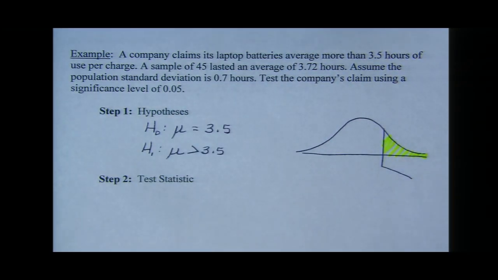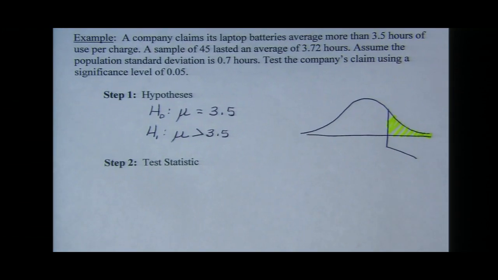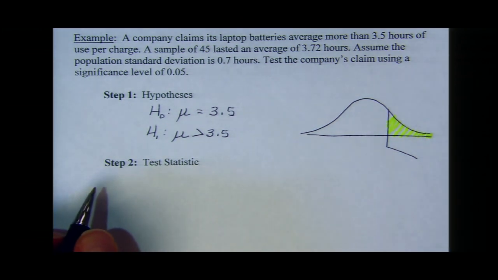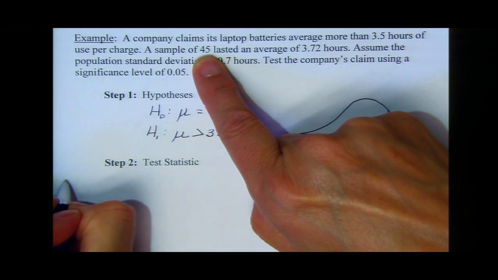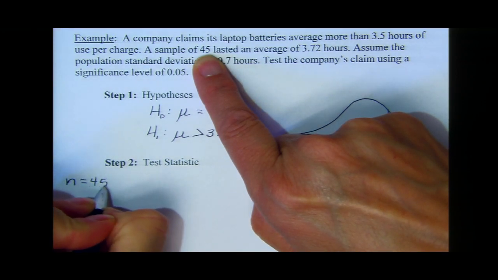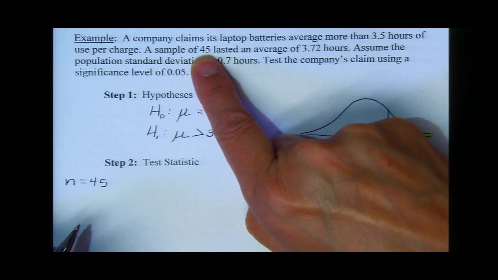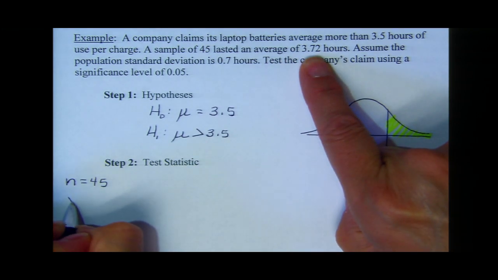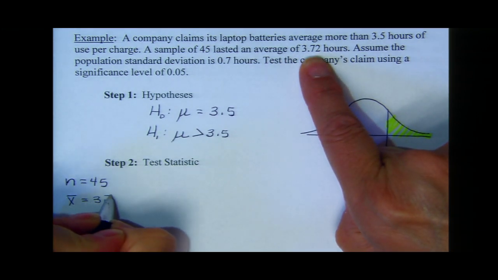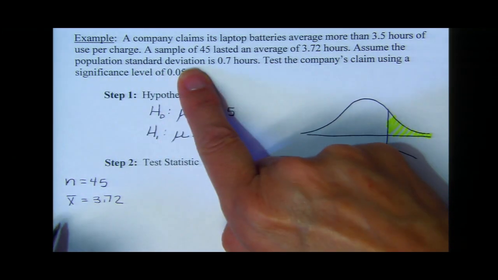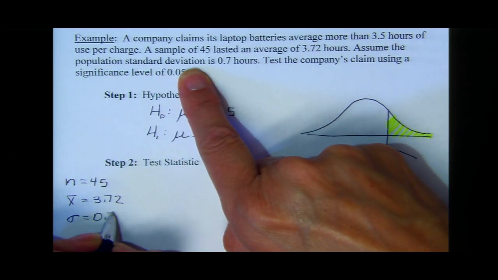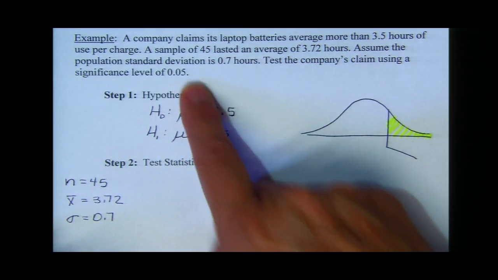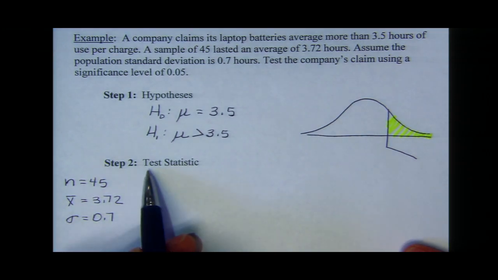So that's step 1. Now, in step 2, we're going to calculate the test statistic. So I've got to write down all the information given. A sample of 45, so I know n equals 45. And this sample of 45 lasted an average of 3.72. So this is a sample, so this average is x bar. Assume the population standard deviation sigma is 0.7. Test the company's claim using a level of significance of 0.05. Okay, well now I have all the information to calculate my test statistic.